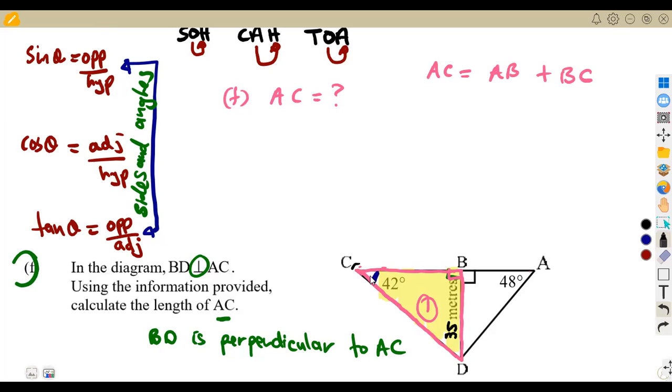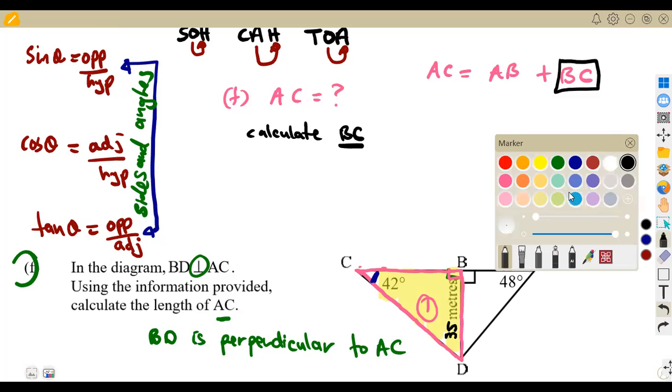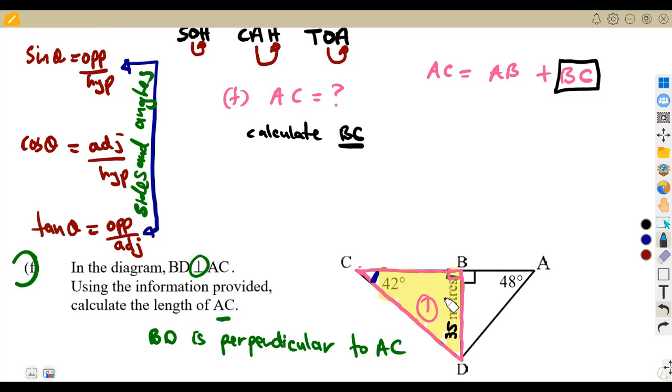So on this triangle, there is BC. You're going to calculate this side, BC, first. Calculating BC, according to this angle, you'll see that this side is the opposite side to the angle of 42 degrees. And this side is adjacent because the angles of 42 degrees and 90 degrees are sitting together on this line. So this side is the adjacent side.